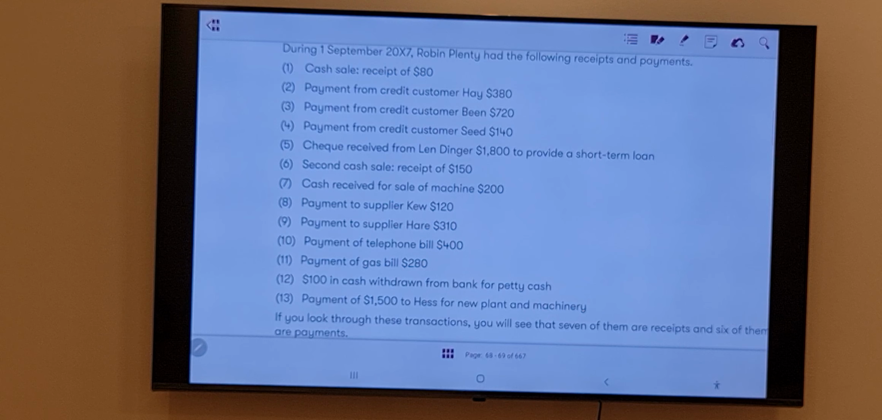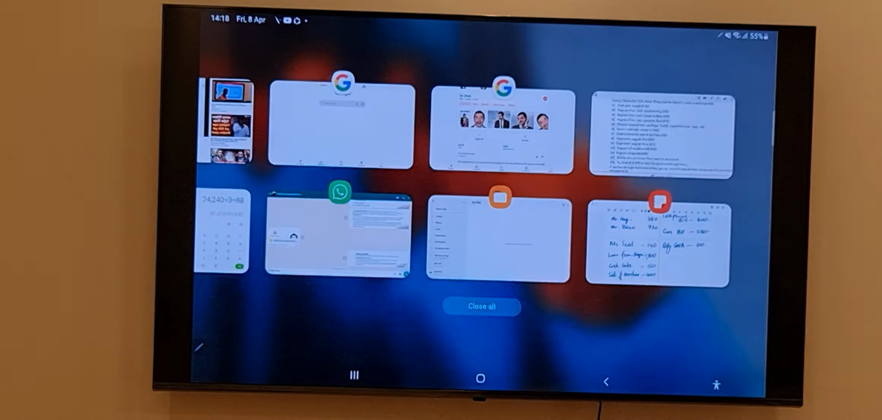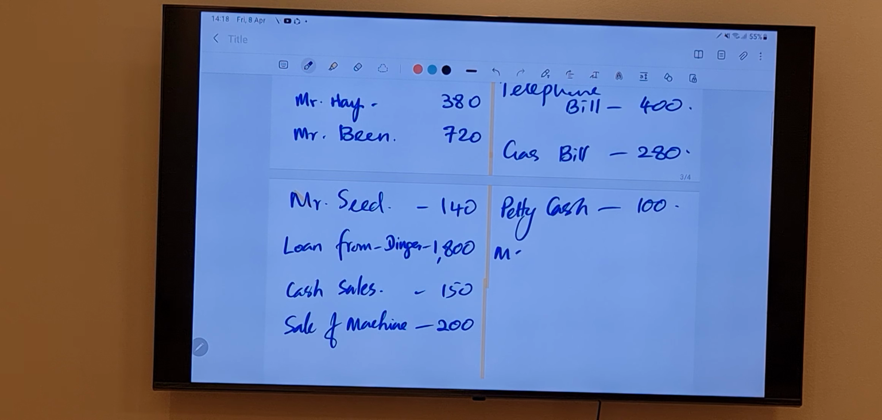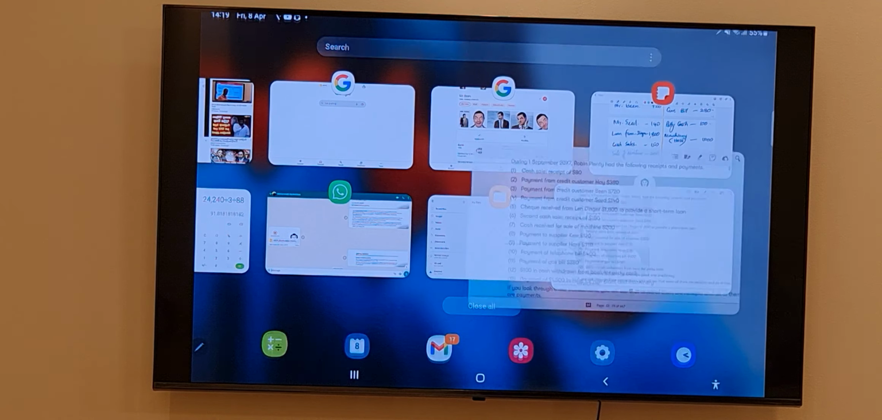Then there is a payment of 1500 to Hess, which is for a new plant and machinery. So you are buying a machine from a supplier and you are paying 1500. So you can just write machinery also here. And within bracket if you want you can write Hess. 1500. Anything else? Fee, tranche fee?